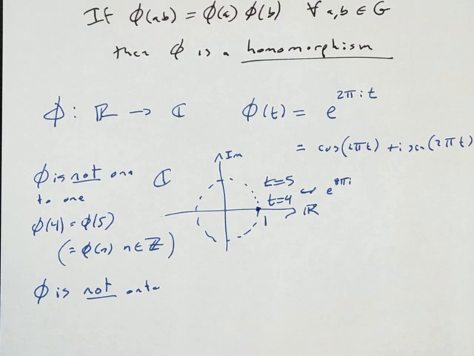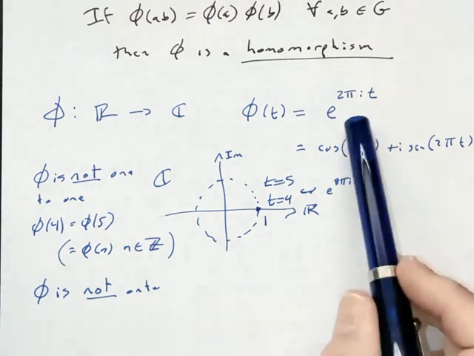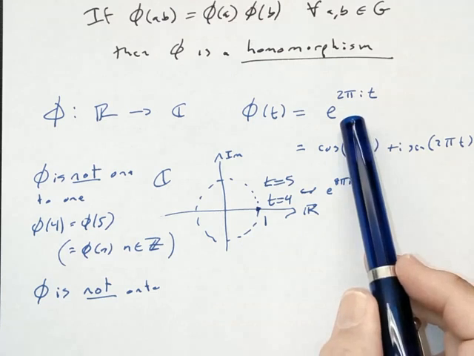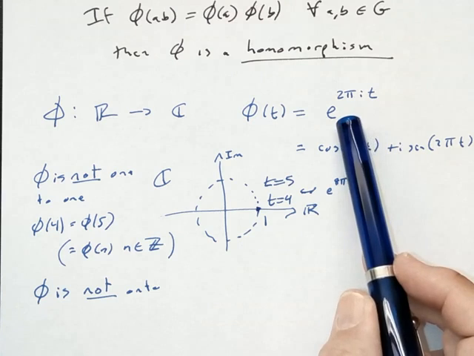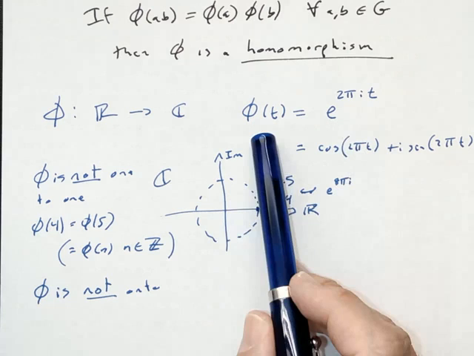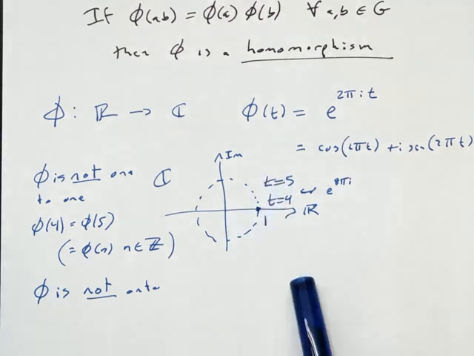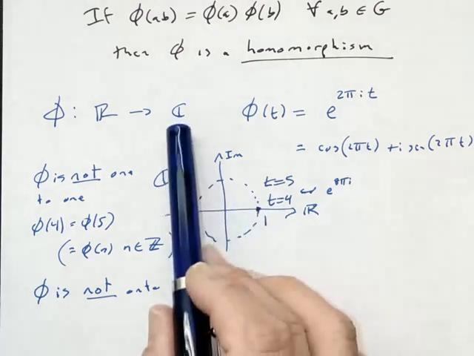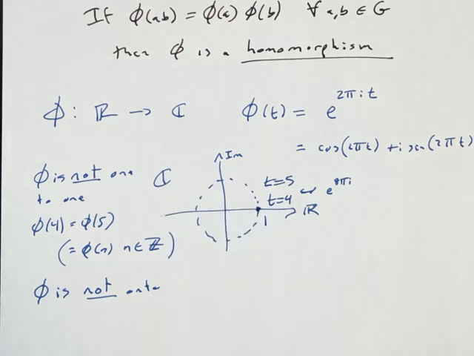I'll never get a point that's not on the circle. No matter what t you put in, this returns a complex number whose distance from the origin is 1. I'm never going to get the origin itself. I'm never going to get the point out here at 2, 3. I'm never going to get the point down here at -5, -7. I'm never going to get a point in the complex plane other than the points on this circle. So I'm missing a whole lot of the complex plane. This is not onto.